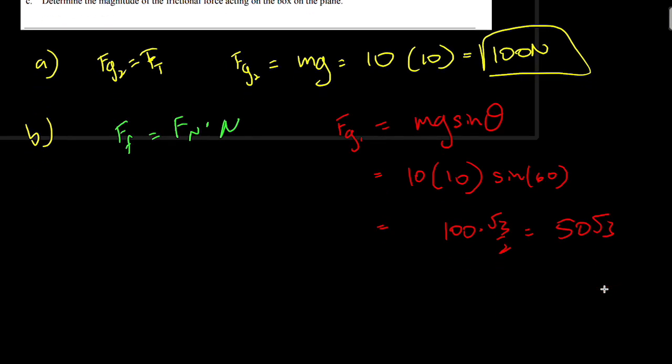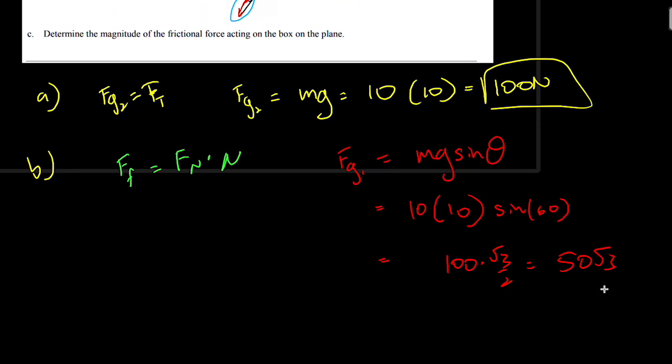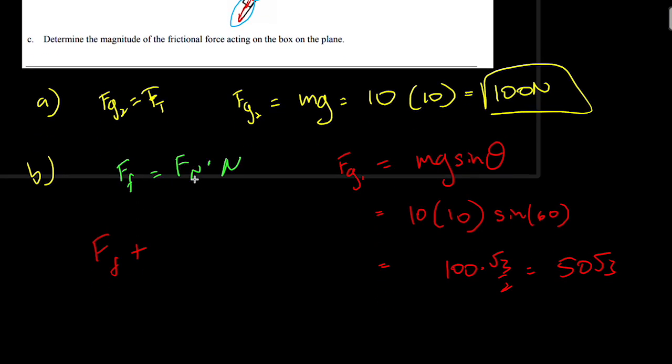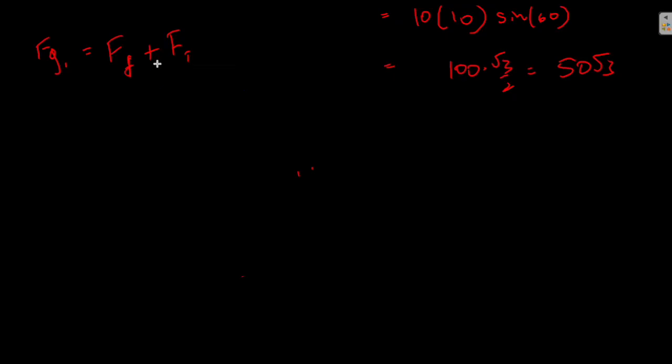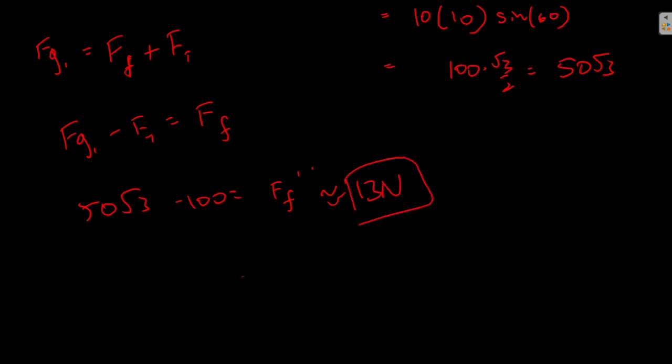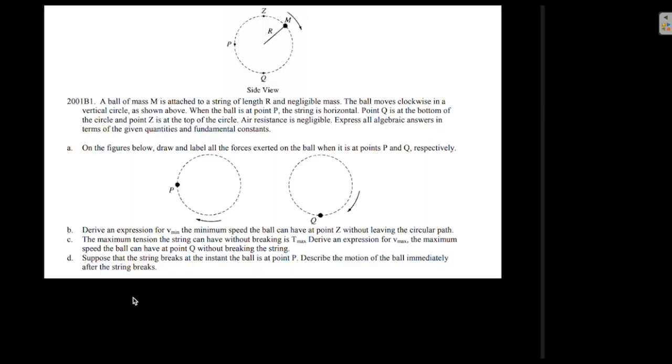Can't box it. It's not the answer. All right, so that's force of gravity. And this is going to be equal to the force of friction plus the force of tension. And this is equal to force of gravity 1. We want to find force of friction, so just going to be Fg1 minus Ft is equal to F lowercase f. So 50 root 3 minus 100 is equal to F lowercase f. And the magnitude of this is just going to give us around 13 newtons.